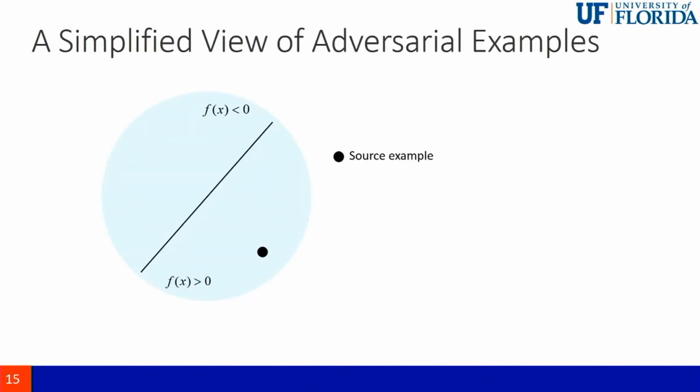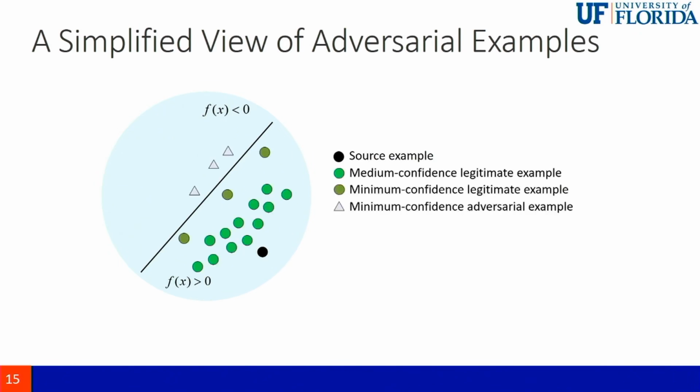So here is a simple view, step by step. Let me show you a simplified view of the adversary example. So first, you normally have a source example, the source image. The source image is to the right of the bar, assuming that the bar is the boundary of the machine learning model. When you add perturbation, you would generate a lot of examples. And this green circle is still a legitimate example, which means that the perturbation is not large enough, so the classification is still correct.